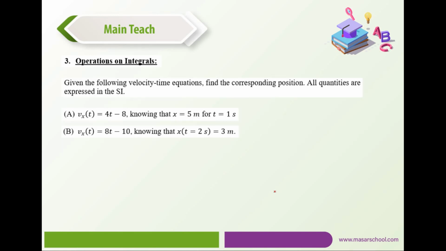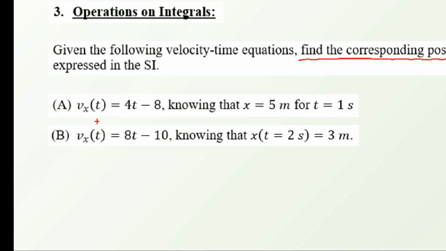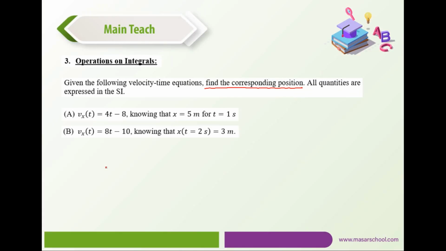Now section 3, operations. Okay, we're still in the same section, but now they're telling us, given the following velocity time equations, find the corresponding position. And why that? Because the solution is gonna be unique, simply because for each part they have provided for us enough information in order to determine or constrain the constant c. Let's start with part A.